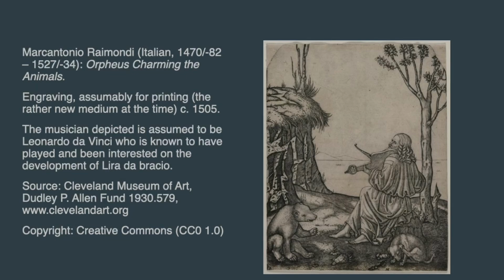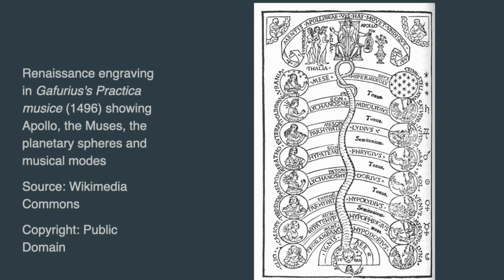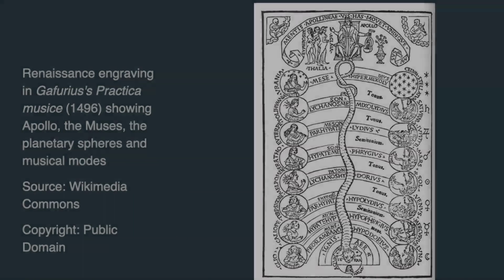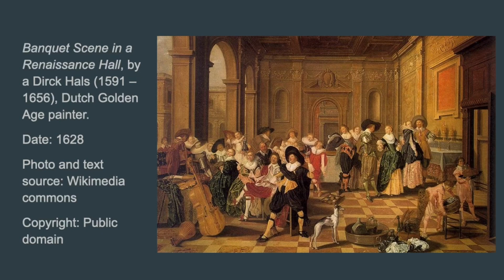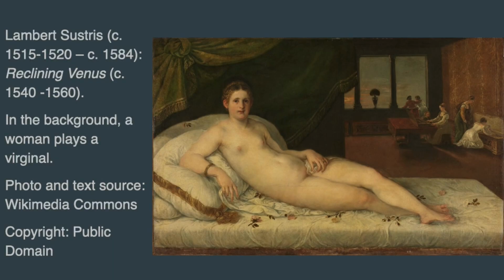In addition to these direct representations of music, the visual arts of the Renaissance often employed musical motifs and symbols to convey certain ideas or emotions. For example, musical notation was sometimes used as a decorative element in architectural design, and musical instruments were often included in still life paintings as a symbol of luxury and refinement.